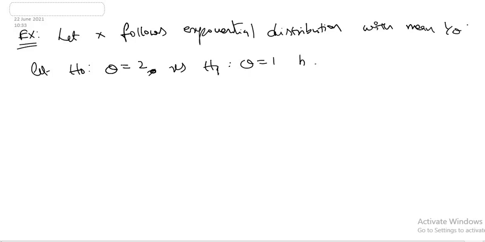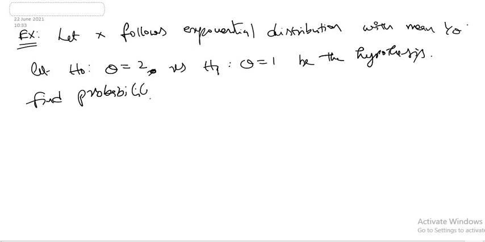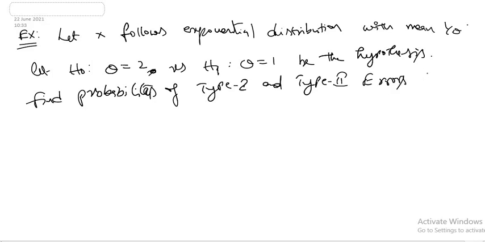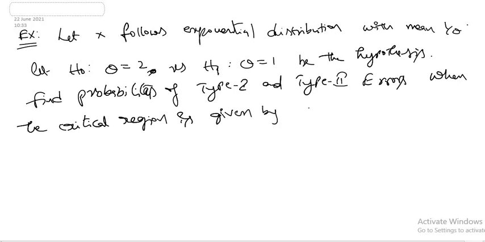Theta equals 1 be the hypothesis. Find probabilities of type 1 and type 2 errors when the critical region is given by x greater than or equals to 1.